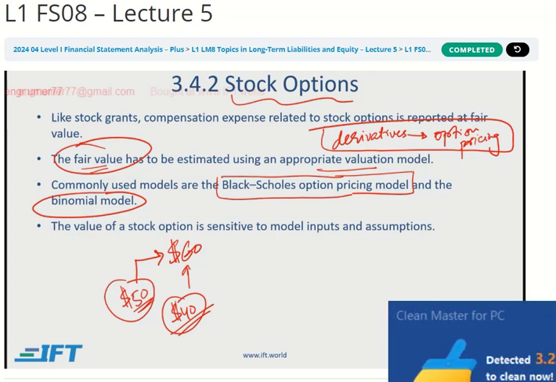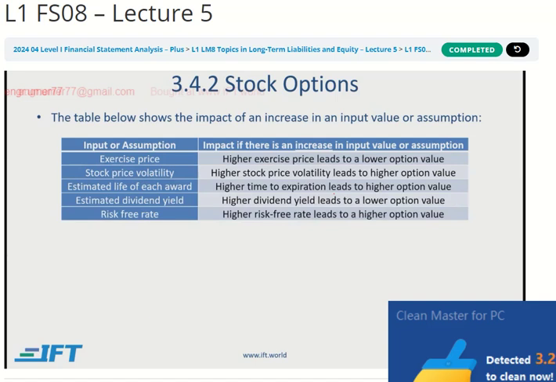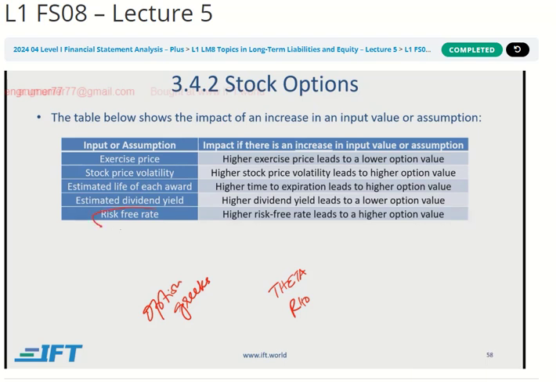Now what you do need to know, which of course you will learn more about in your derivatives, is what the inputs into these models are. And these are known as the option Greeks, by the way, such as theta, rho, delta, and gamma. So rho is your risk-free rate. A higher risk-free rate leads to a higher value of the option.